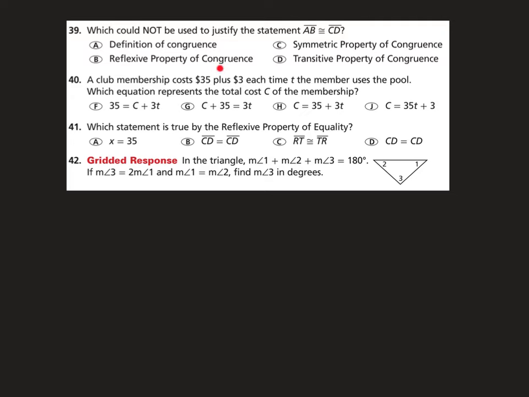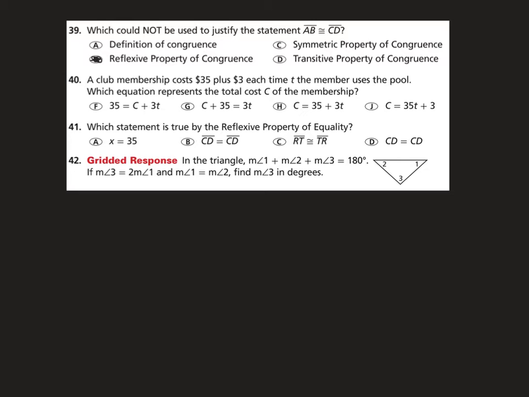Reflexive property of congruence. So reflexive means something is congruent to itself. So that would mean that AB would be congruent to, it would have to be AB here for that to work. So I know the answer is going to be B here. And the reason why it's not C is because the symmetric property of congruence means that maybe the prior statement before this said line segment CD is congruent to line segment AB. And transitive property of congruence, that could be like the first and last statement is part of the transitive property of congruence.